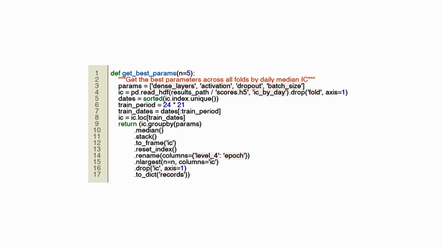1. It reads the content of scores.h5 into variable IC and removes the fold column. 2. It extracts unique dates and picks the first 504 to 2421 as the training period. 3. It filters IC to include only training date data. 4. It calculates median IC values for each combination of parameters. 5. The data is then reshaped and sorted to identify the best performing parameter combinations. 6. The top n combinations are converted to a dictionary list, excluding their IC scores, to be returned from the function. The function ultimately returns a list of dictionaries that represents the optimal settings for the neural network based on the data from the training period.